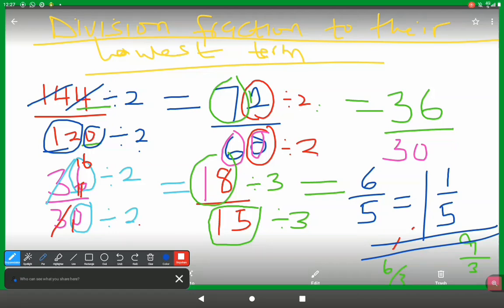Alright? Let's take another example. What if we have 630 divided by 756? 630 divided by 756. How do I go about this?